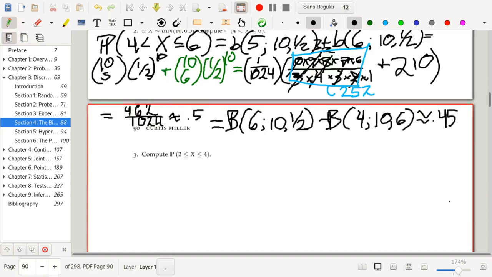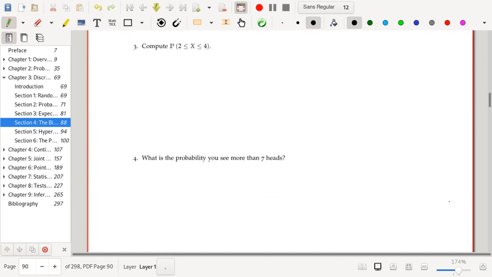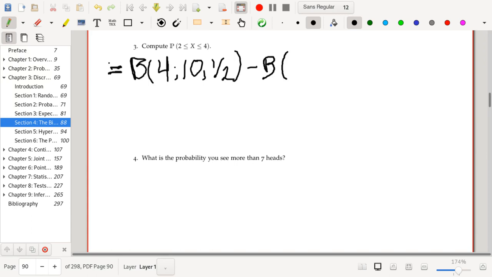Okay. Next example. Compute the probability that 2 is less than or equal to x, which is less than or equal to 4. We could do this by summing up over the probability mass function, but now I really don't want to do that. I've got better ways to spend my time. So I'm going to instead say that this is equal to the CDF at 4 minus the CDF at 2 minus 1.